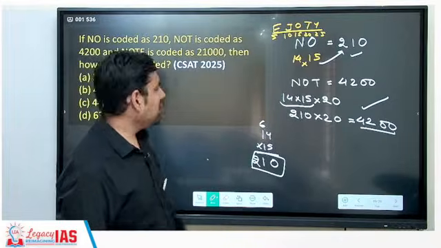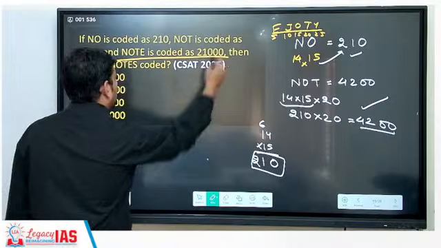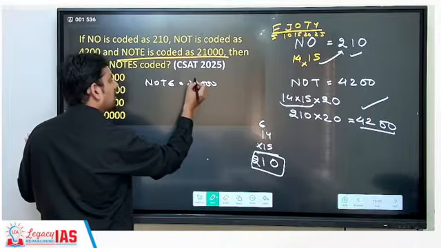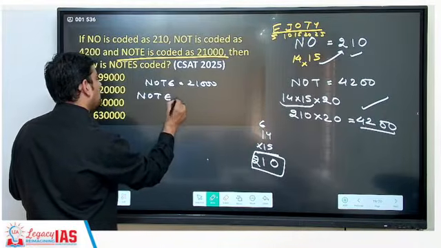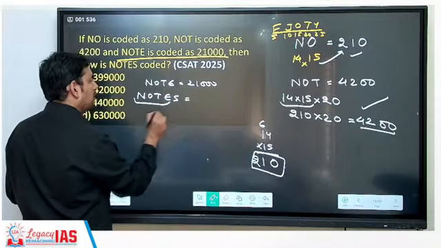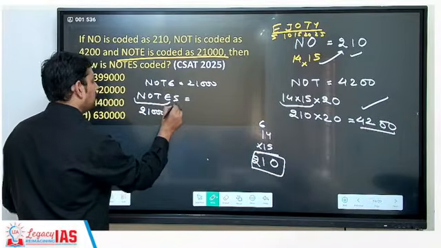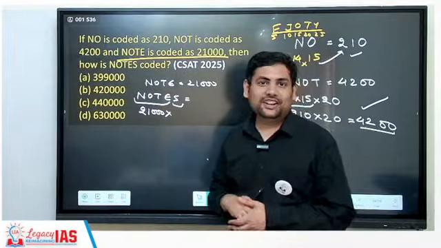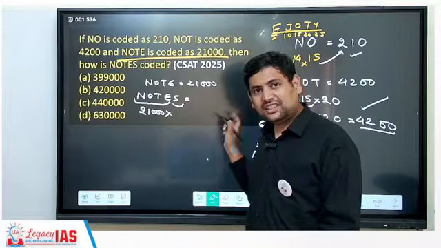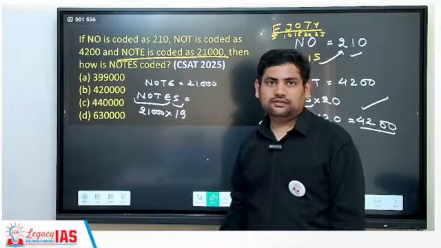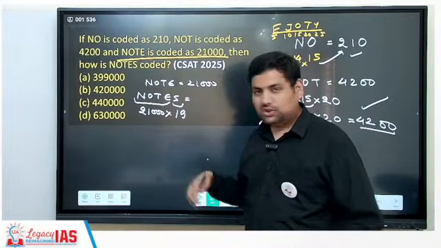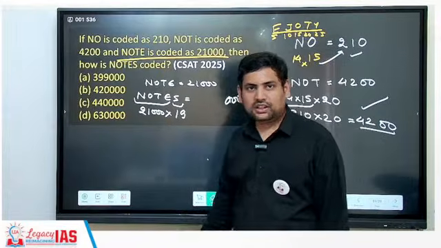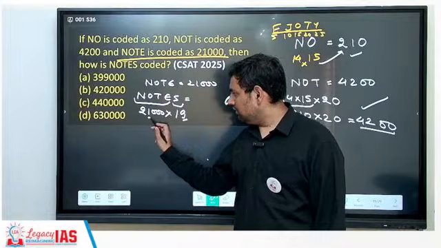If this is so, now what do I have to calculate? Now, Note is also given to me as 21,000. Okay. Now, the question asks me about Notes. So Notes will be Note, which is 21,000, into whatever is the letter code for S. For S, what is the letter code? If T is 20, then S is 19. Then you just have to multiply them. You don't even have to do this. Again, what will work? 3 zeros are fine. After that, what is the first digit after the zeros? 9 into 1.